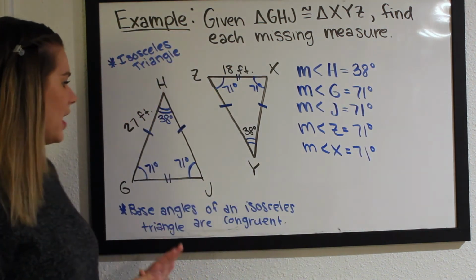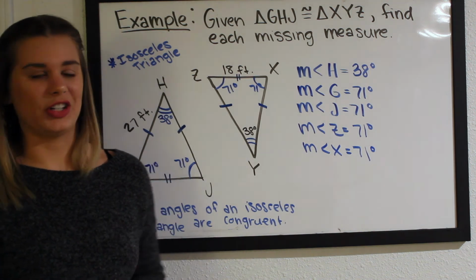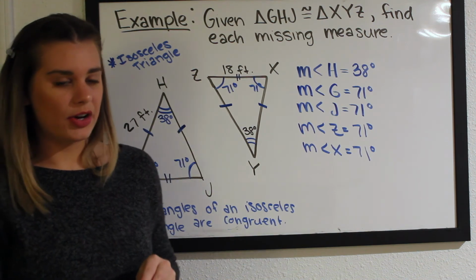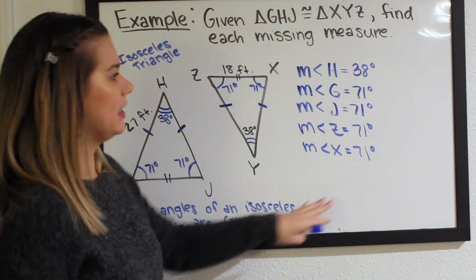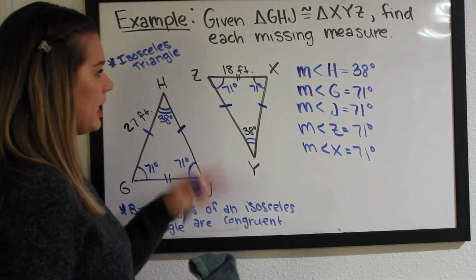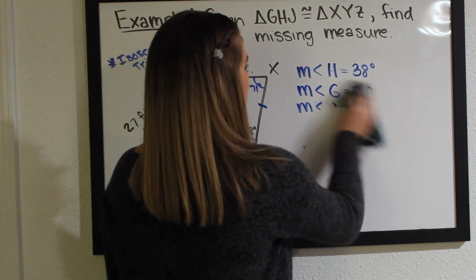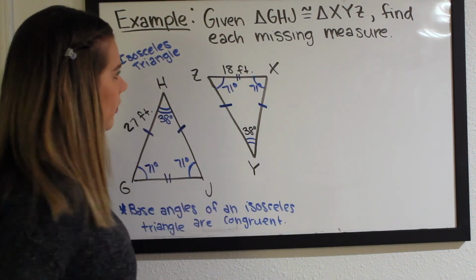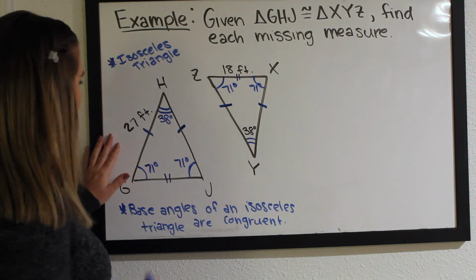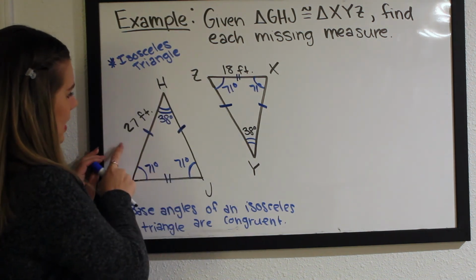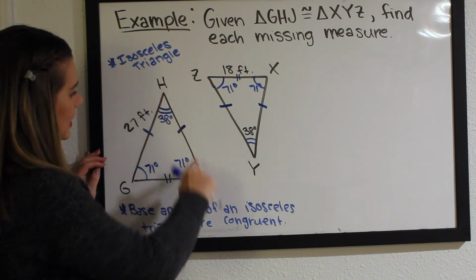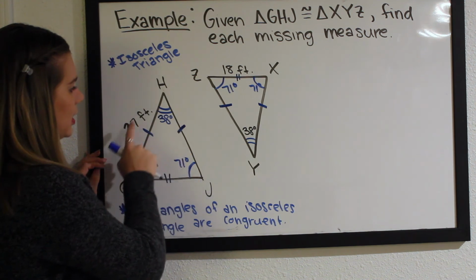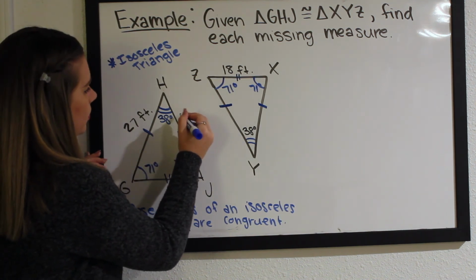So we have found all of our missing angle measures. The last thing that we need to do is find our missing side lengths. I'm going to erase this, so pause if you need to get any of this down, and we are going to go and find all of our missing side lengths. I know that the length of this side is 27 feet, but this is an isosceles triangle. So if this side's 27 feet and this side's congruent to that side, this is also 27 feet.